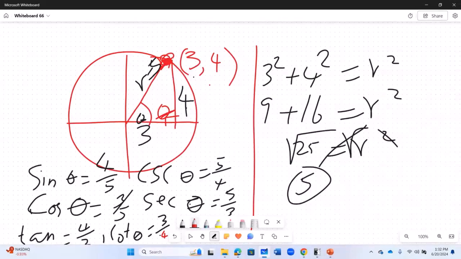So you will be given a point on a unit circle or a point on any circle. It doesn't have to be a unit circle. By the way, I just wanted you to know that this is not a unit circle. A unit circle has a radius of 1, but this circle has a radius of 5. So just so you know, all circles are not unit circles. Some are unit circles.